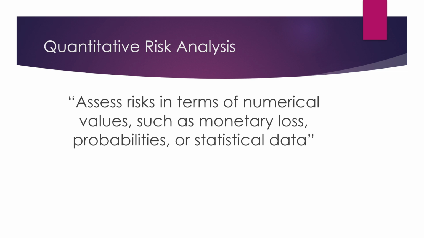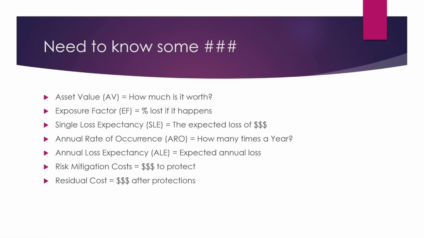That brings us to the next stage. We've got quantitative analysis. Now this is talking about numerical values. So we can look at monetary loss, probabilities, and statistical data. Quantitative equals numbers, while qualitative equals labels. Okay. So we need to know some data. We need to know some numbers.